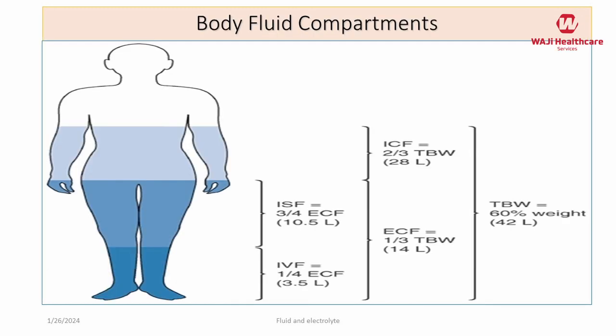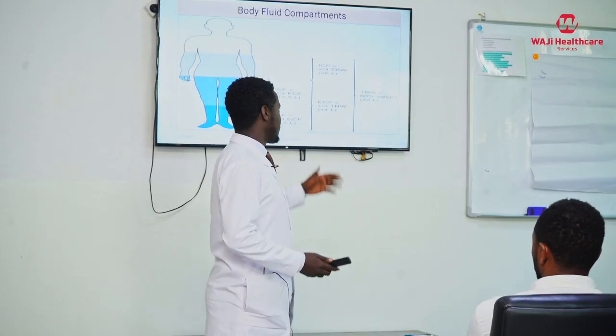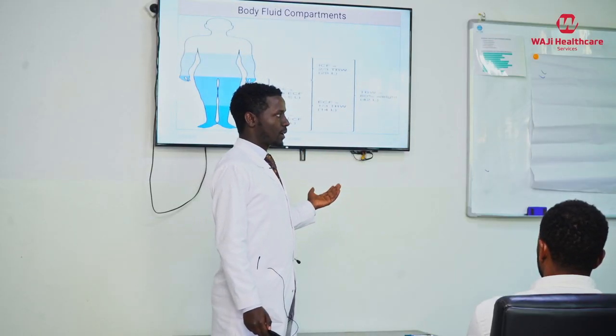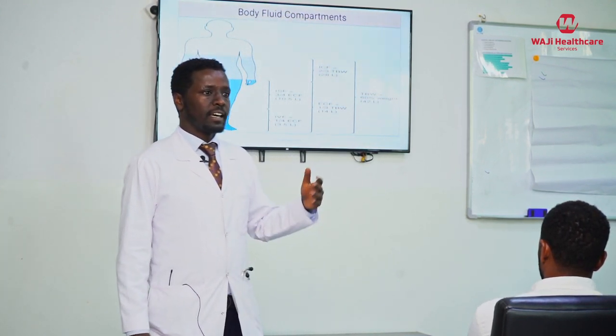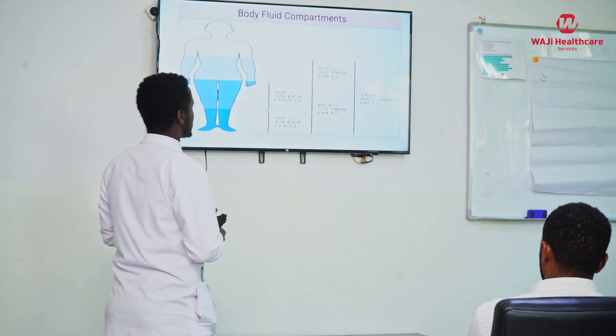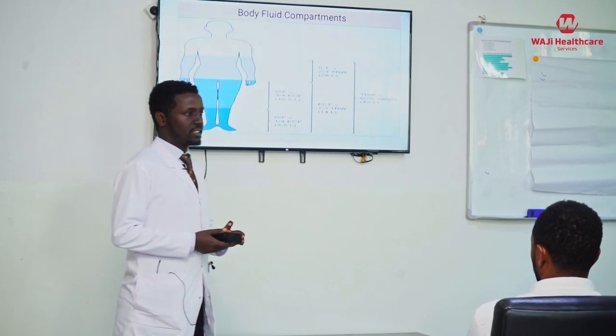In general, just to highlight, as you all know, a large percent of our body weight is water. It is estimated to be around 60% of our total body weight, which means around 42 liters. This percentage might vary with sex. In females, the percentage will be lower, around 50 to 55% of total body weight, while for males, 60% of total body weight is water.